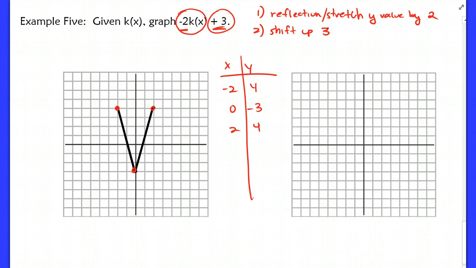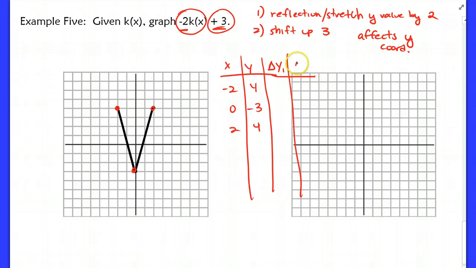Okay? And again, both of these are changes in the y, so it only affects the y coordinate. So we keep the x coordinate the exact same throughout. We're only going to affect the y coordinate. So we have 2 changes here, change in y1, I'll call that y1, the little sub 1, and change in y2. So in change in y1, I want to multiply every value by negative 2.